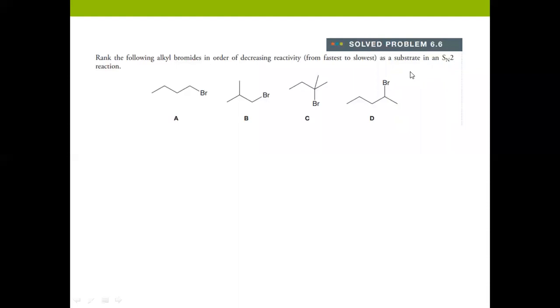SN2 reaction, remember, SN2 is concerted. It is simultaneous. So it favors the 1 degree. So letter A, it's a 1 degree. Who else? A, then next C. So A and B, they're both 1 degree, right?